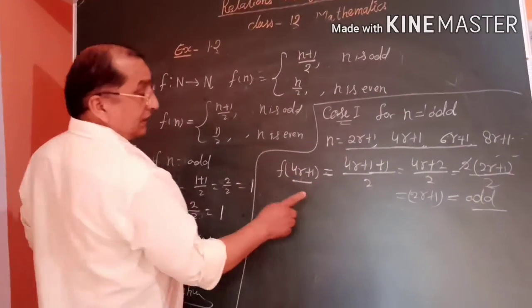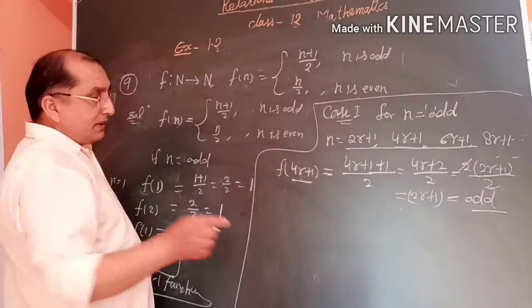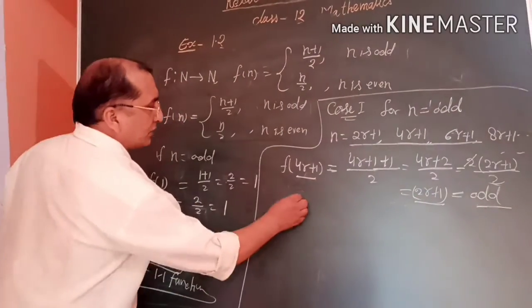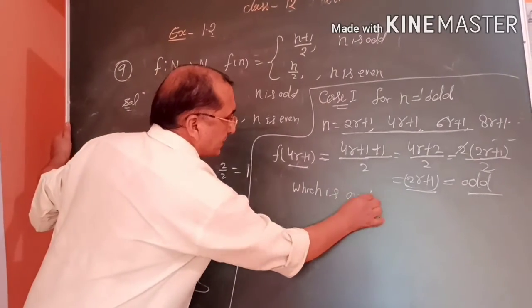Now see, it means I have adopted here 4r plus 1 as the odd number, and we are getting the 4r plus 1 also, which is onto function.